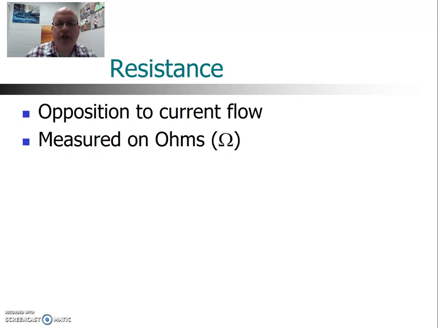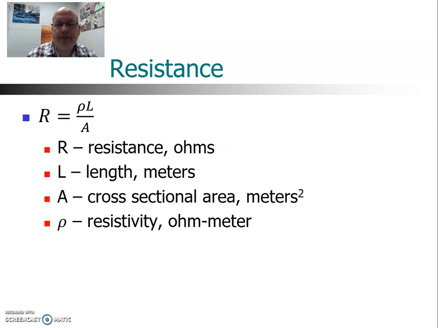Resistance is the opposition to current flow, the opposition to those electrons moving from atom to atom. That is measured in units of ohms, and we're going to abbreviate that with the Greek letter omega. So the resistance is equal to rho L over A. R, we saw, is the resistance, measured in ohms. L is simply the length, in units of meters. And A is the cross-sectional area, in square meters.